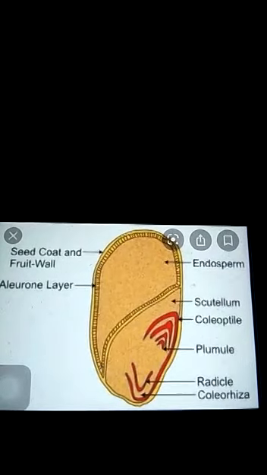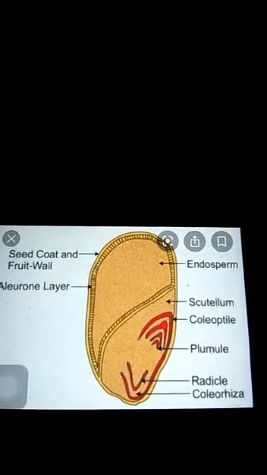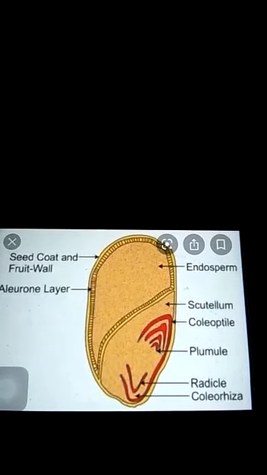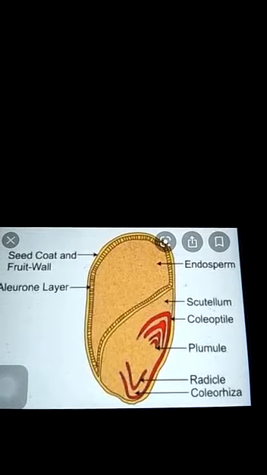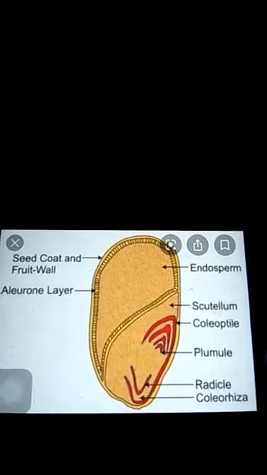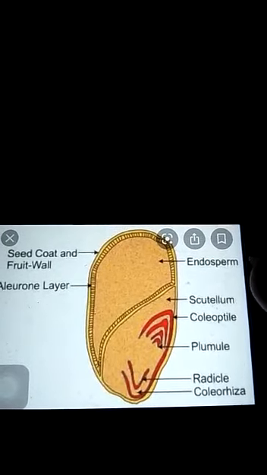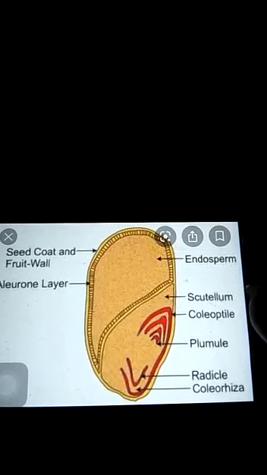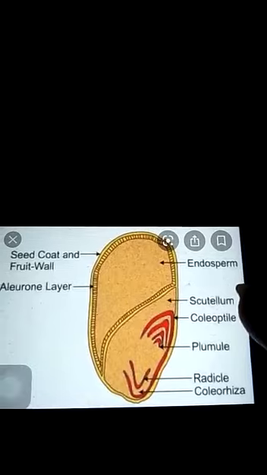The next structure is the seed. You very well know that a seed comprises an embryo. It has the outermost covering that is known as the seed coat. The seed coat is formed of testa and tegmen, and within the seed is the embryo. That embryo consists of the embryonal axis, which has a radicle and a plumule, and a cotyledon.